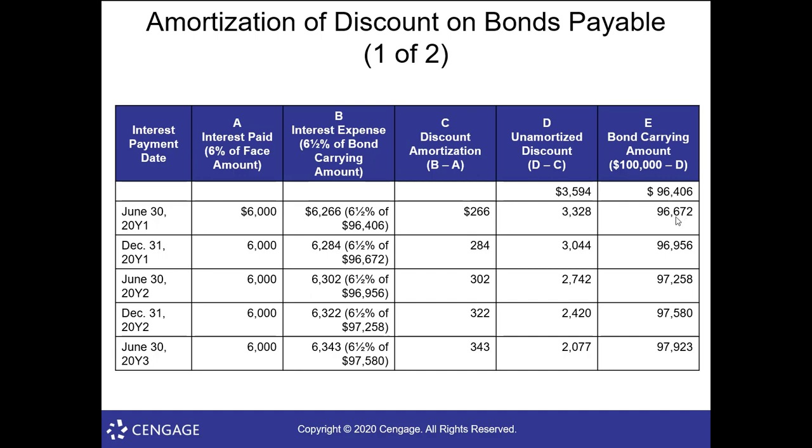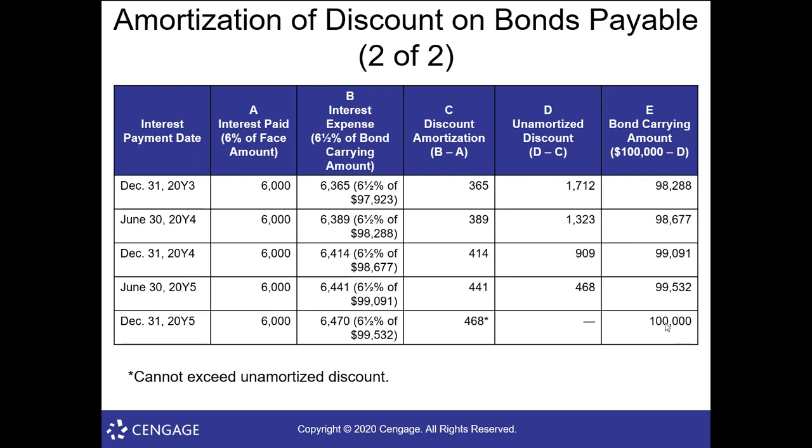Now the bond has $96,672. That times 6.5% gets you $6,284, a difference of $284, and you keep going on and on until the very end. You'll have $100,000.